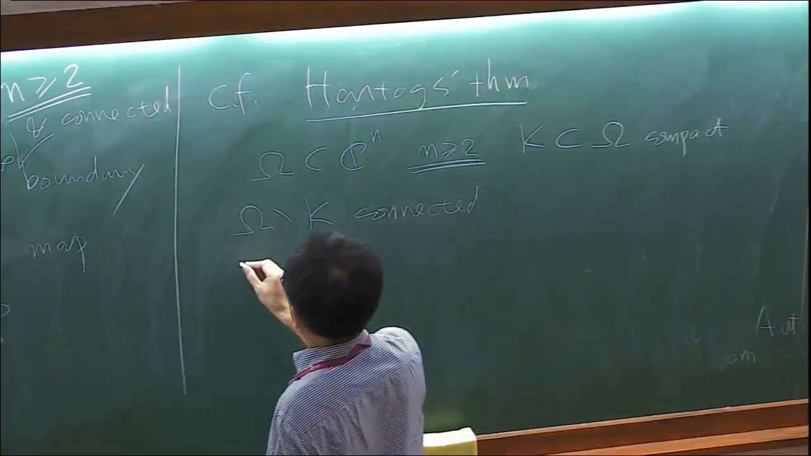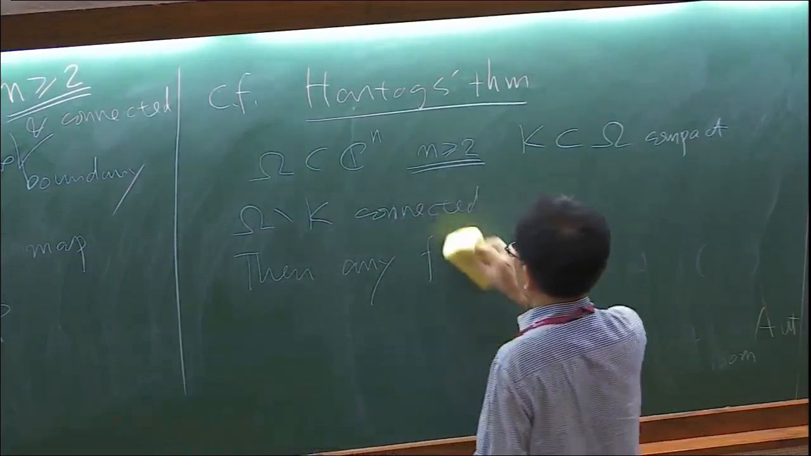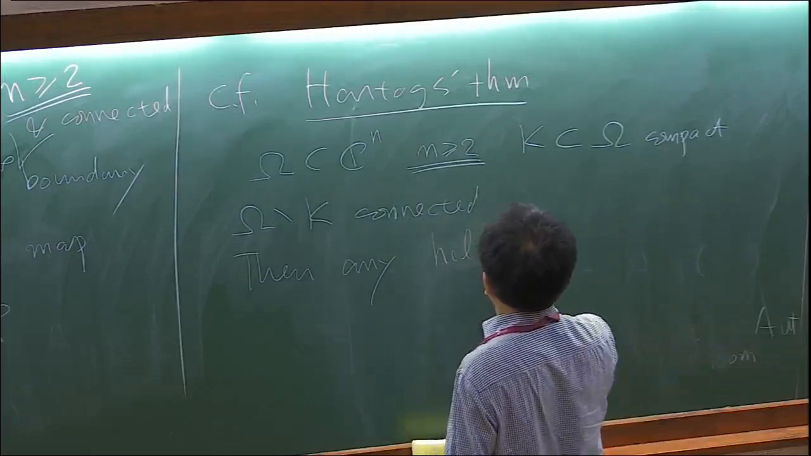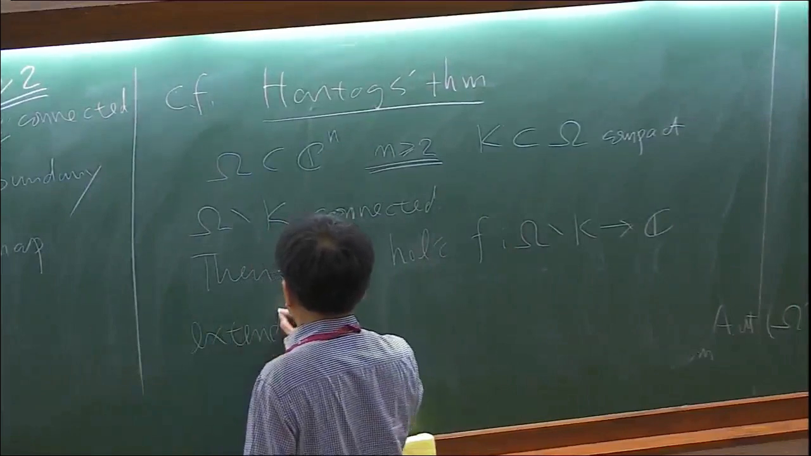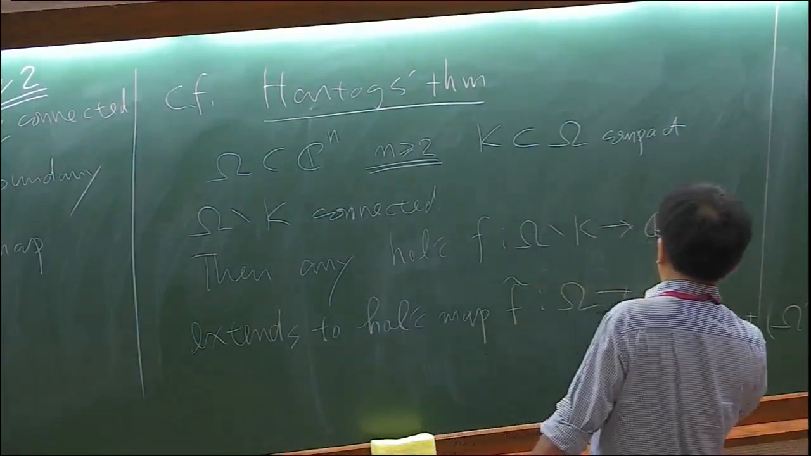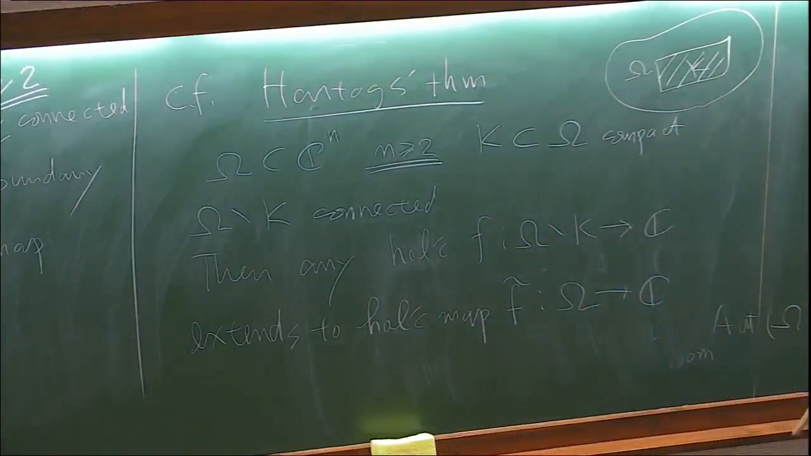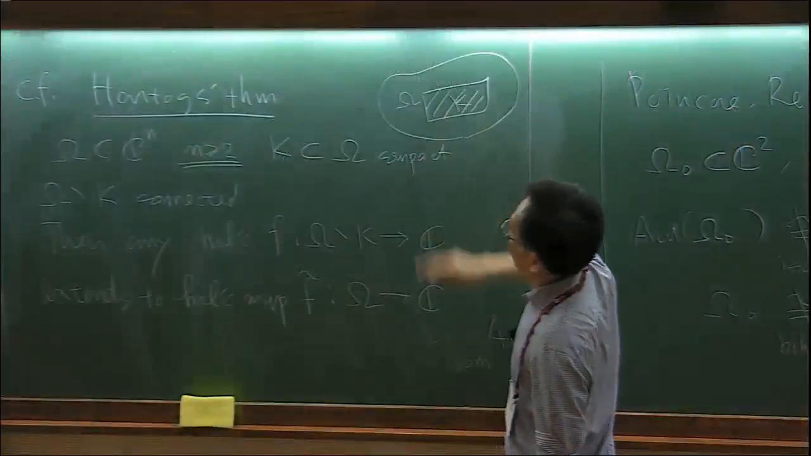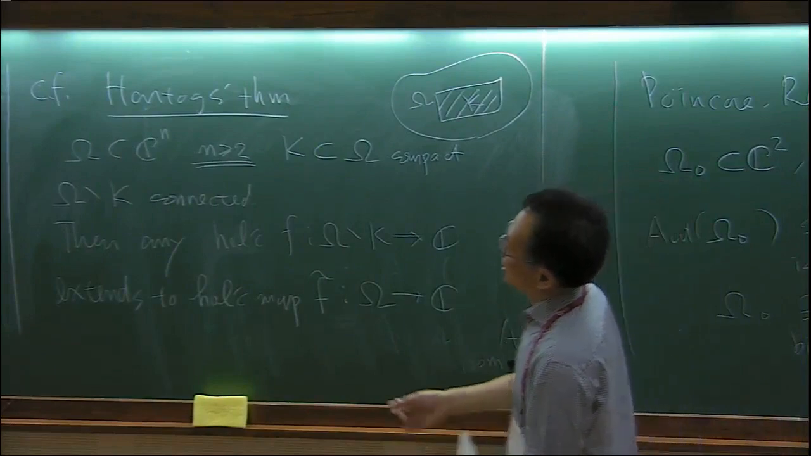Then any holomorphic f from omega minus K to C extends to a holomorphic map omega to C. So if you have a domain and there's a hole, this is K, this is omega, you have a holomorphic map defined on this connected component that can be extended to K. So you cannot have a compact hole with a singularity here. So this is the usual Hartogs' theorem. So this is some limiting version of this.